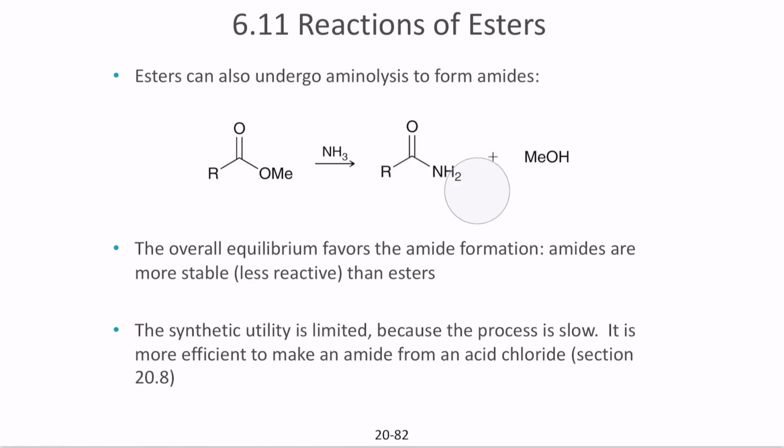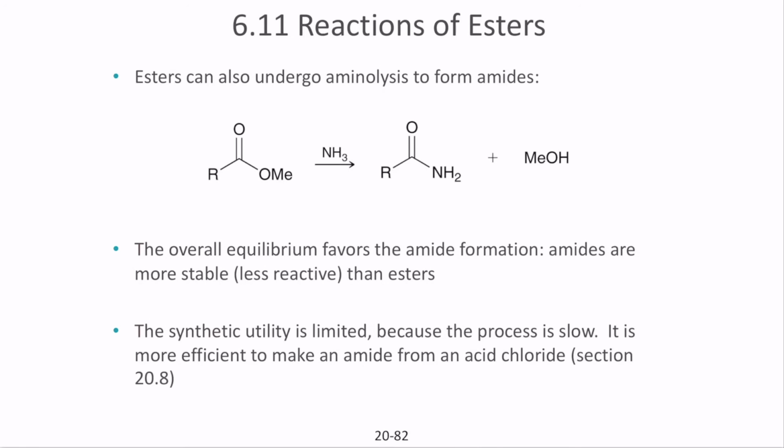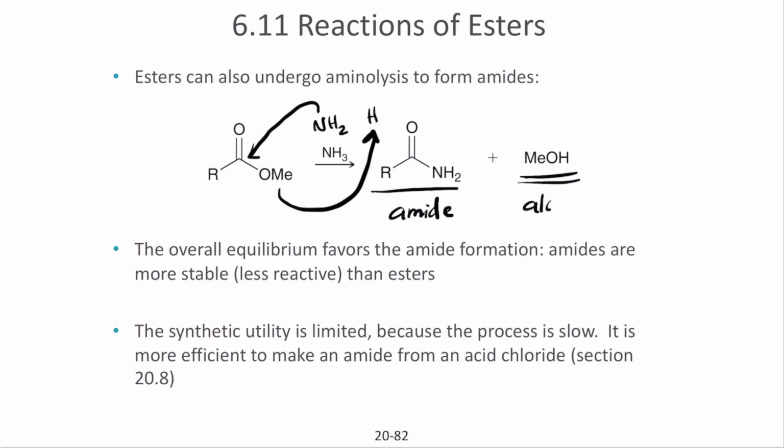Next, esters can also undergo aminolysis to form amides. With NH3, you can form NH2 and H. The OMe bonds with hydrogen, and the NH2 will bond with the carbon, creating the amine group, the amide, and an alcohol. So remember, an ester creates an amide and an alcohol when it undergoes aminolysis.